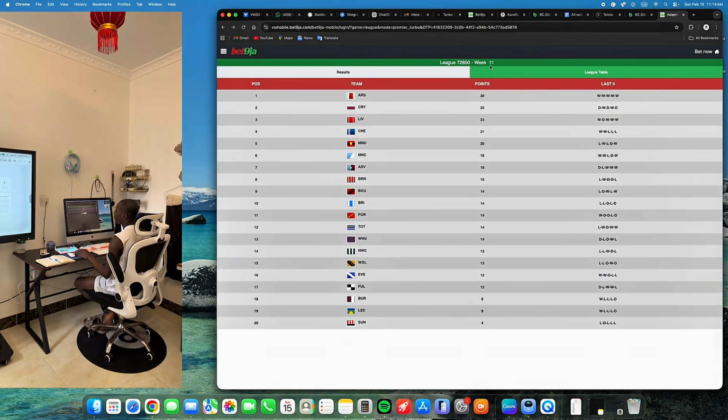This is already week 11, so teams at the bottom are also struggling to go up as well. Now let's make our predictions based on still the bottom three, which is Burnley, Leeds, and Sunderland.